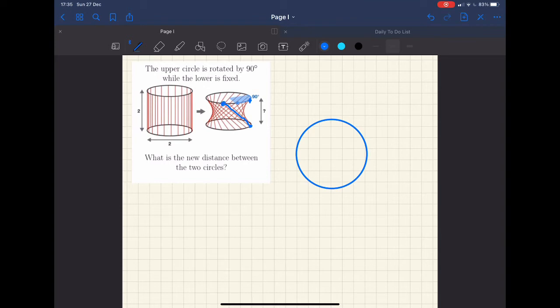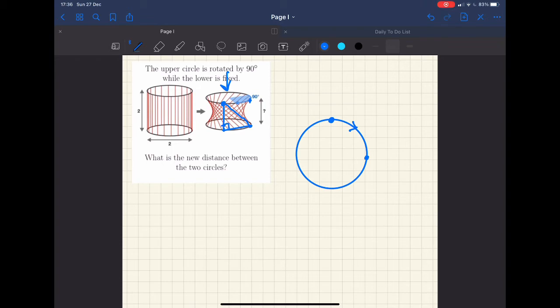So from a plan view, if we're looking down directly from the top, that point started here and has rotated around to here, 90 degrees away. To figure out what that new height is, it would be useful to know this direct distance from here to here, because then we can figure out the height if we knew the base of this right angle triangle.